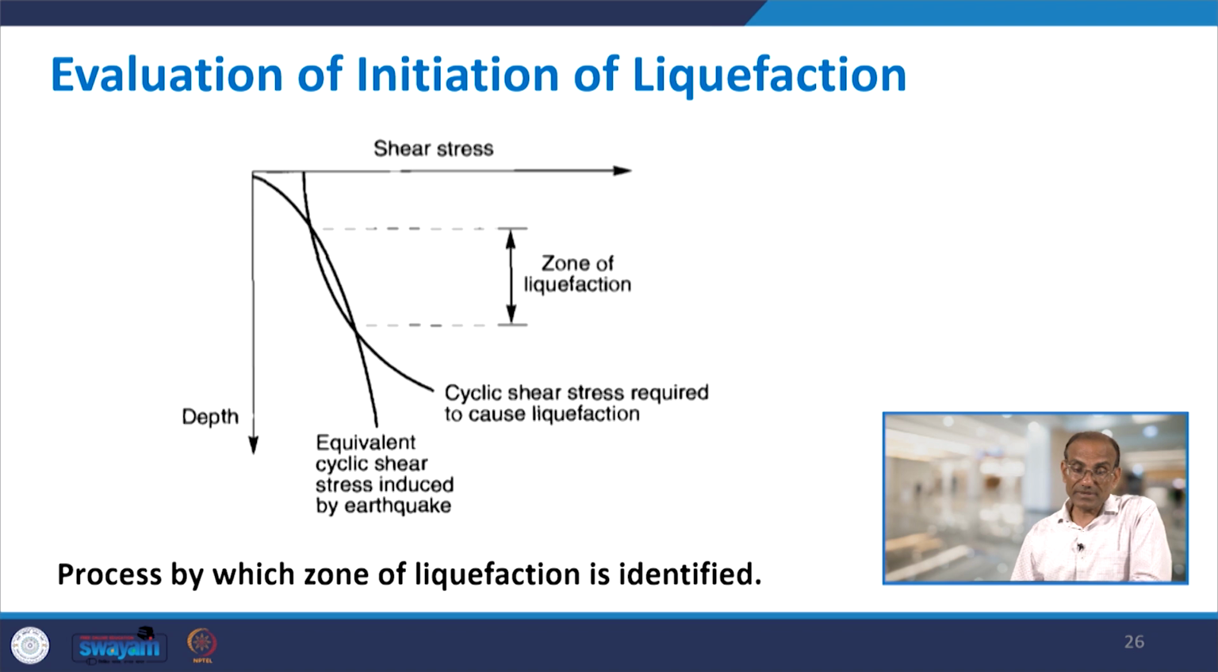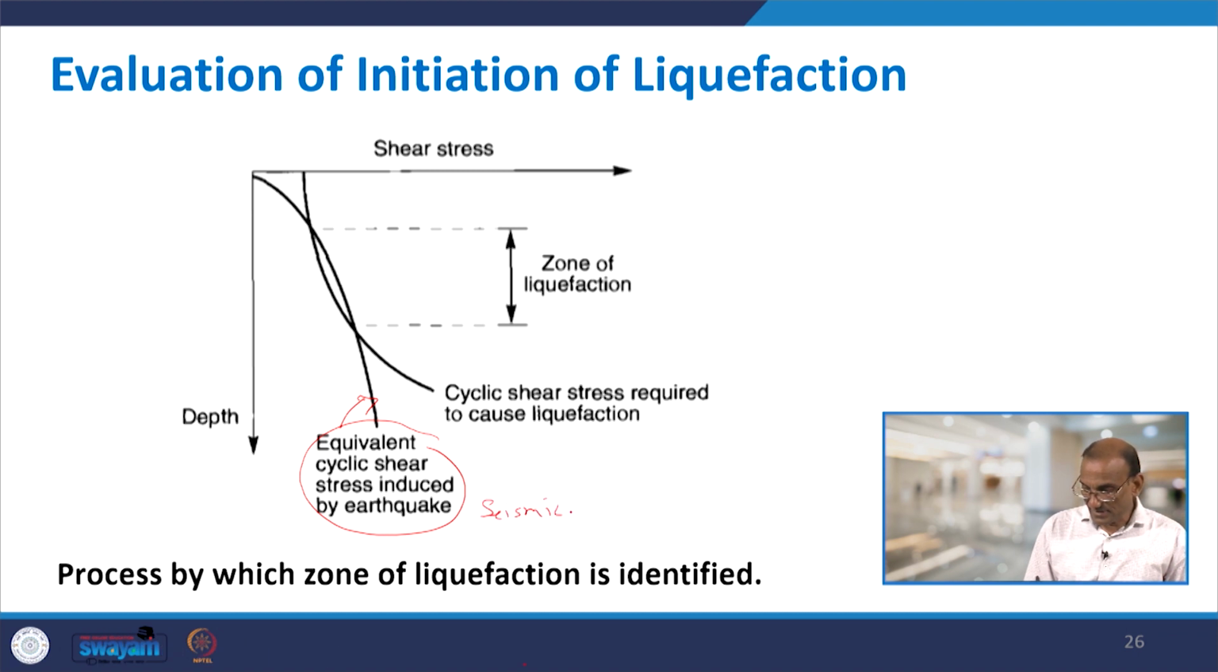So, here it is explained graphically how to find the liquefaction potential of a site. In this curve, this is the equivalent cyclic shear stress induced by an earthquake. This is due to seismic loading. This curve is due to seismic loading.